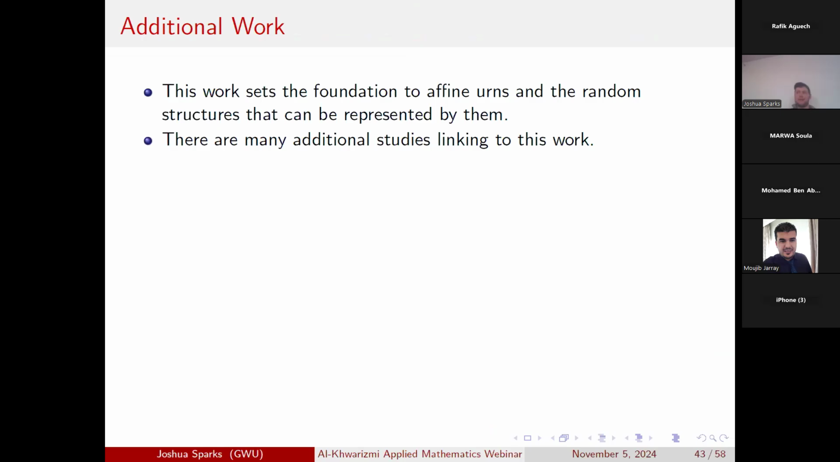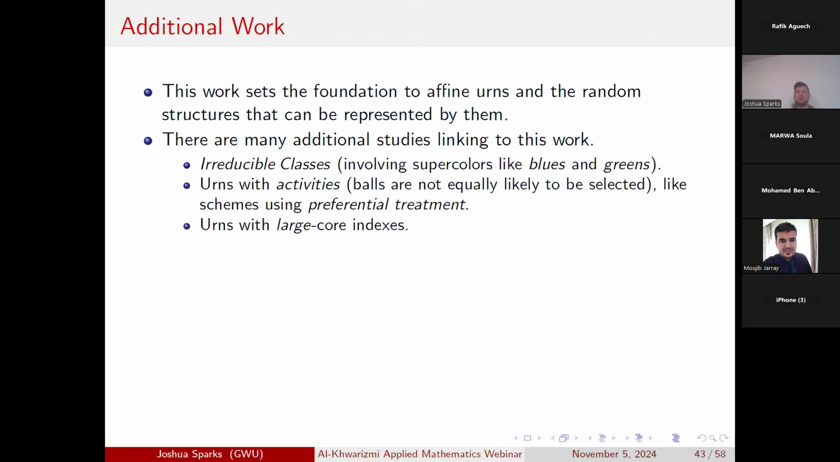There are different studies linking these. You can also look at the idea of irreducible classes, basically these super colors like blues and greens. This takes the situation where we have colors that do not communicate with one another, but maybe communicate within subgroups. That's where you see things that came through with Kuba and Shen in, I think, 2000. I think there's one like 2005, so probably 20 years ago at this point.